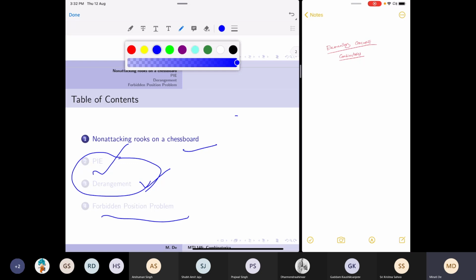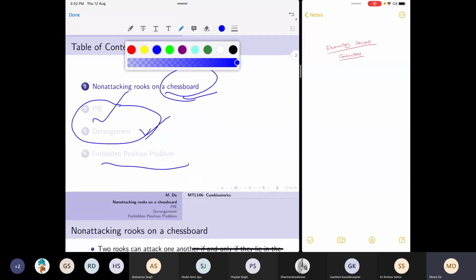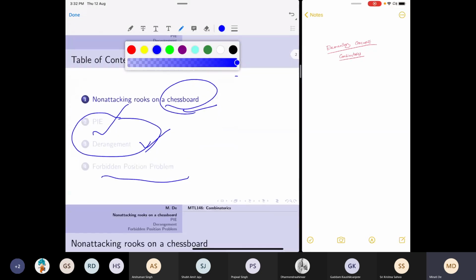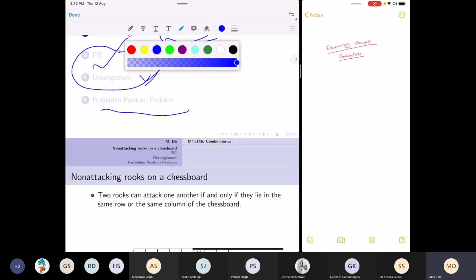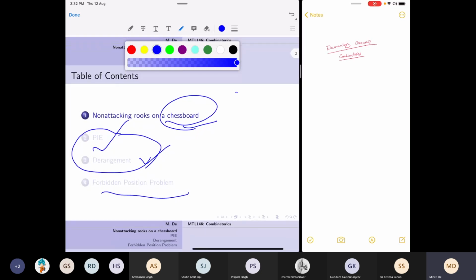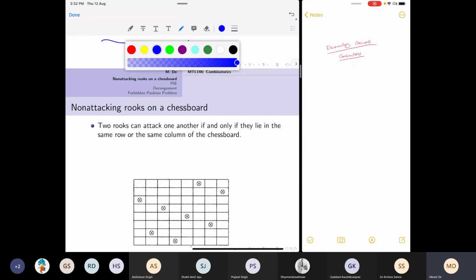Okay, first, as I mentioned, the first topic. Those of you who don't know how to play chess, don't worry about that. We don't need to be experts in playing chess. We need to know some basic rules to solve some puzzles related to the chessboard, which I'll of course explain to you. So let's consider non-attacking rooks on a chessboard.